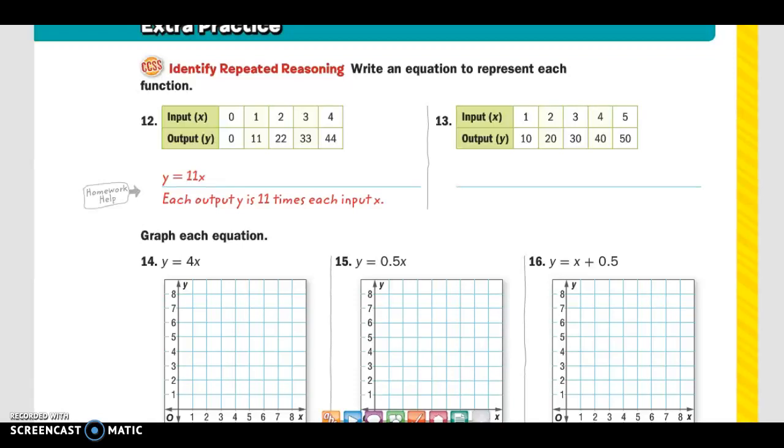Okay, this is more functions and equations. We are on page 601 today. So let's take a look at this. Number 12 is already done for you. All they wanted you to do was write an equation.